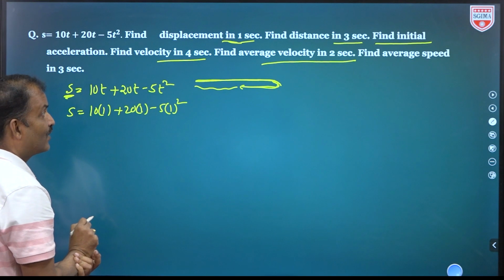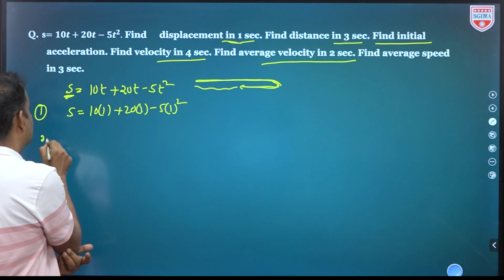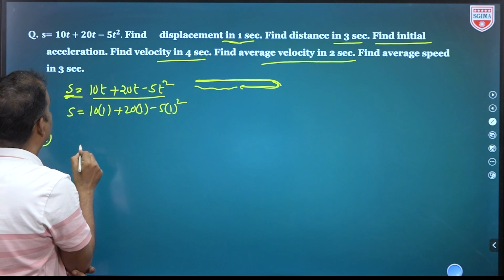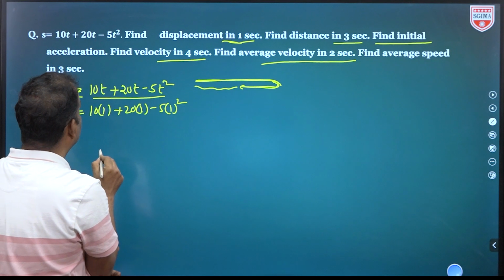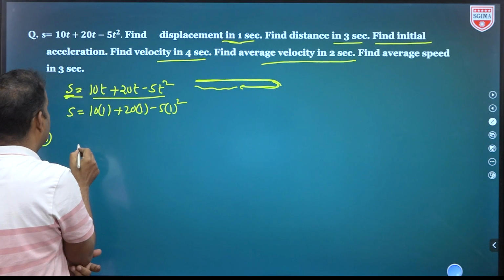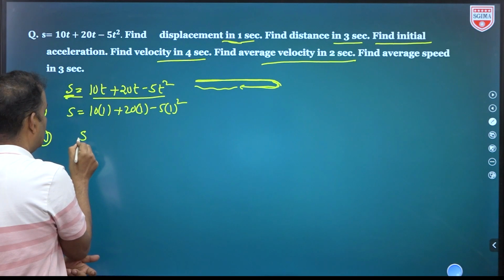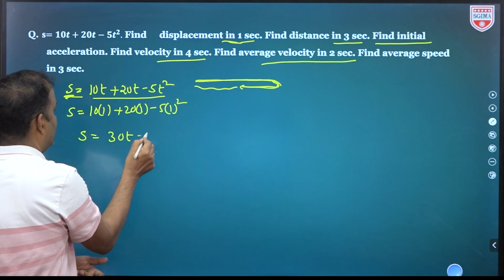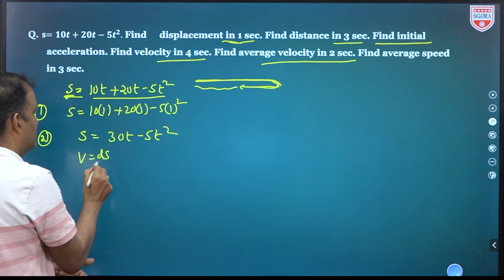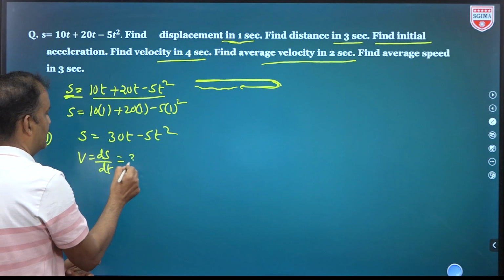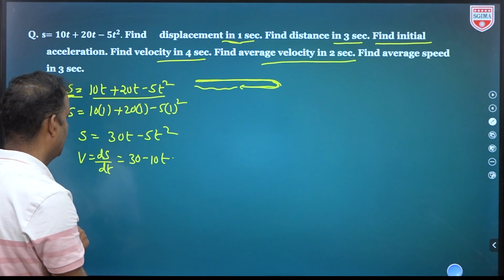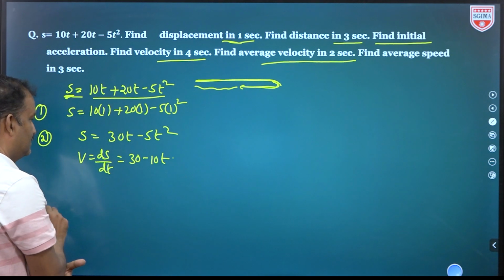So to find the distance, first you have to find the velocity. What is the velocity? For this, differentiation. 10t plus 20t is nothing but 30t. So displacement is 30t minus 5t square. Velocity is the differentiation of displacement, ds by dt, that is 30 minus 10t. Now I got the velocity.